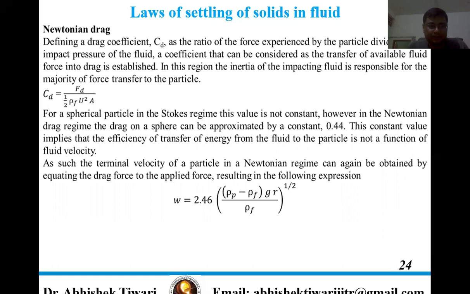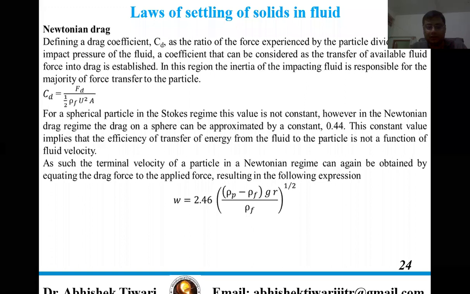For a spherical particle in Stokes' regime, this value is not constant. However, in the Newtonian drag regime, the drag on a sphere can be approximated by the constant 0.44. This constant value implies that the efficiency of transfer of energy from fluid to particle is not a function of fluid velocity. As such, the terminal velocity of a particle in a Newtonian regime can be obtained by equating the drag force to the applied force, resulting in the following expression: W equals 2.46 times the square root of (rho_p minus rho_f) g r upon rho_f.